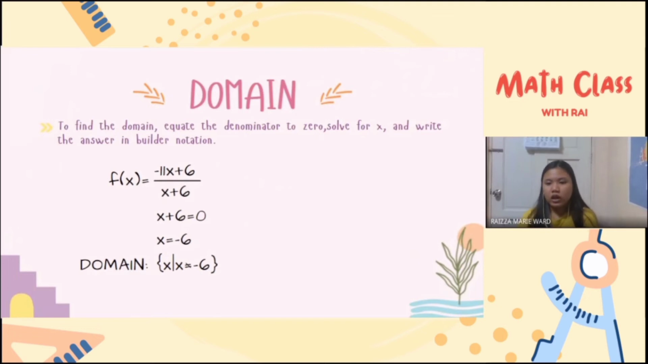And why is that? Try to substitute yung nakuha nyong answer on the denominator. As you can see, negative 6 plus 6 is equals to 0. If that happens, gaya ng nasabi ko at the beginning, the function will be undefined, which is yung iniiwasan natin. Now, pause the video and try to solve for the next example.